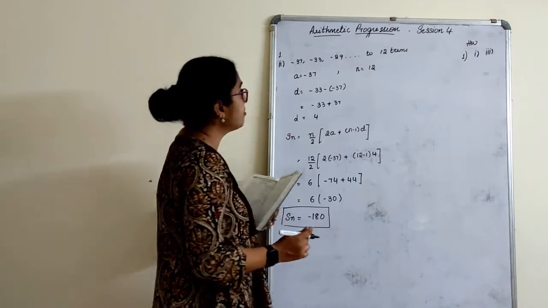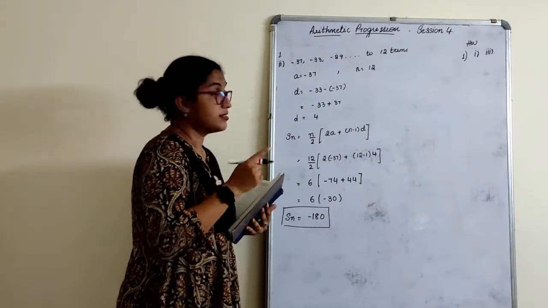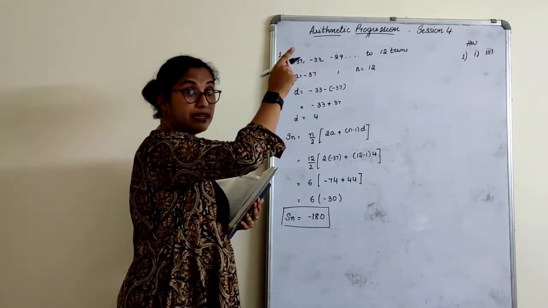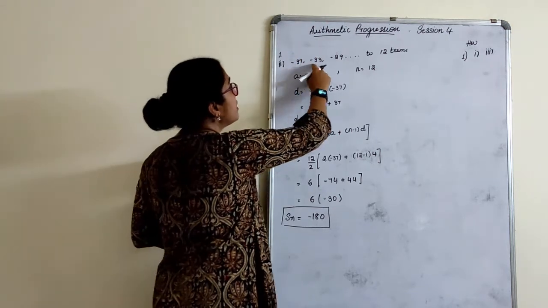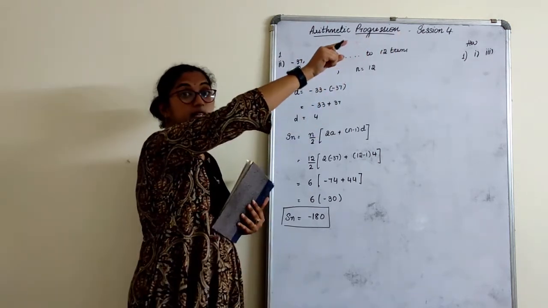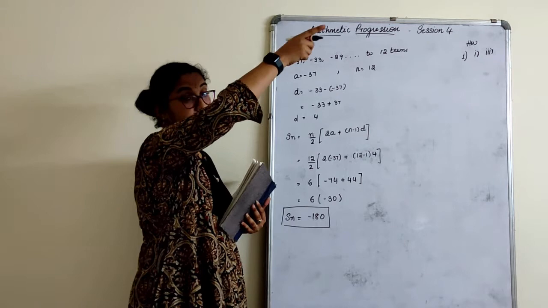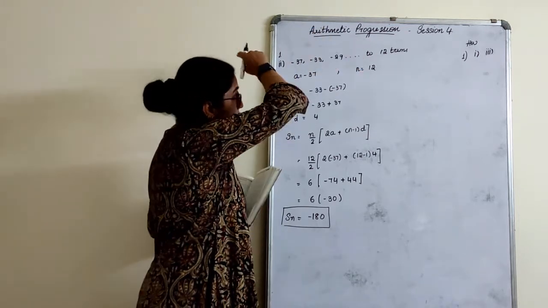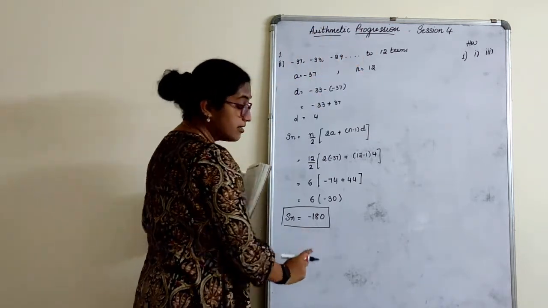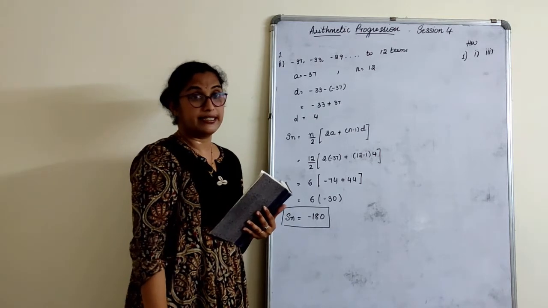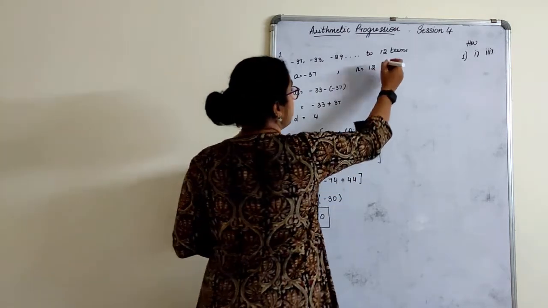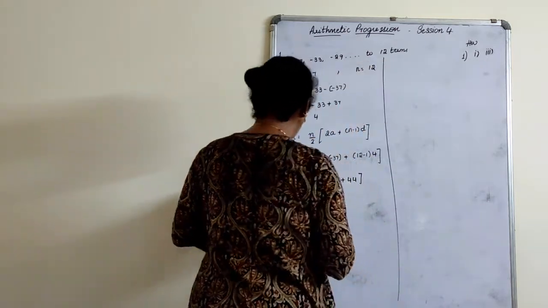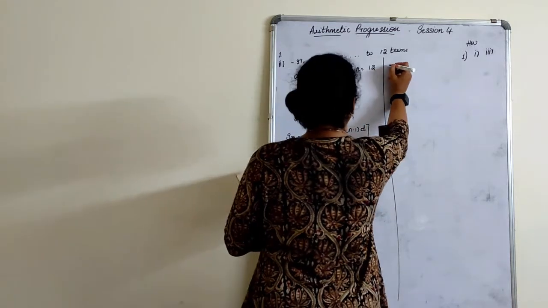So sum up to 12 terms. When I add up to how many terms? 12 terms. We have only 3 terms here, so the remaining 9 terms are still there. When I go on adding them, I get the sum as minus 180. Yes? So similarly, we do the next one, which is given in fraction, that is the fourth one.